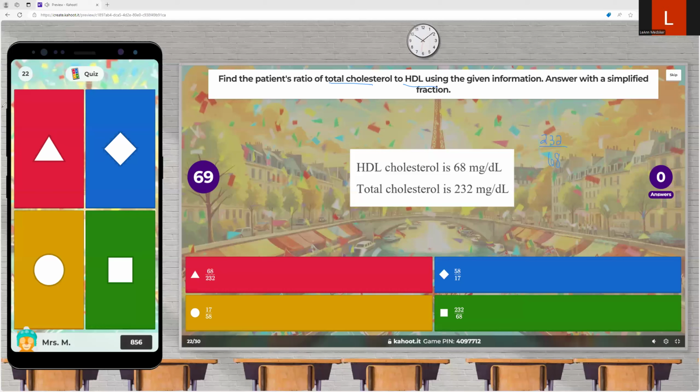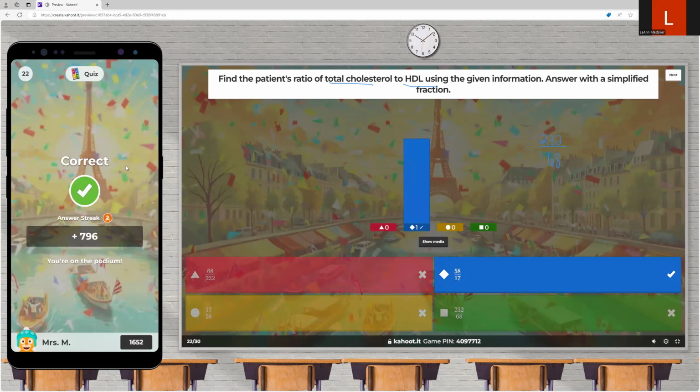So let's see. 232 divided by 2 is 116. Maybe they're divisible by 4. Check that. 232 divided by 4. Yep, that's 58. 68 divided by 4, 17. So it's 58 over 17, which is the blue answer. I almost ran out of my own time. All right, so let's look at our next piece.